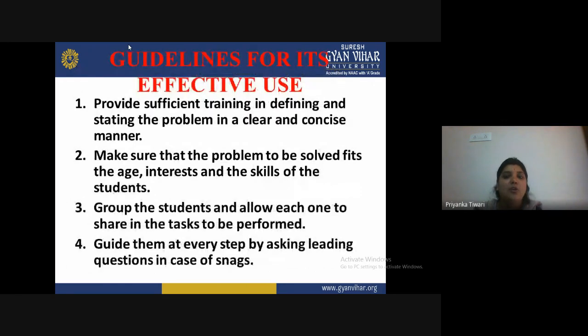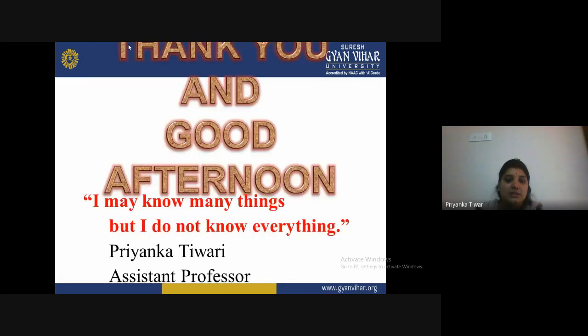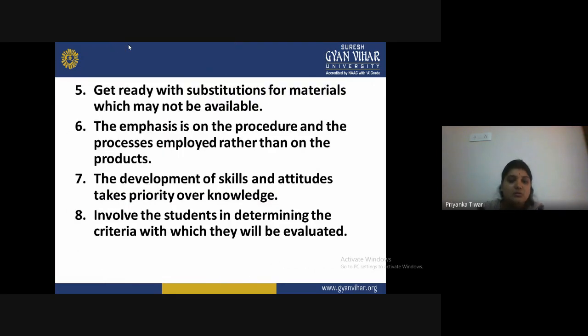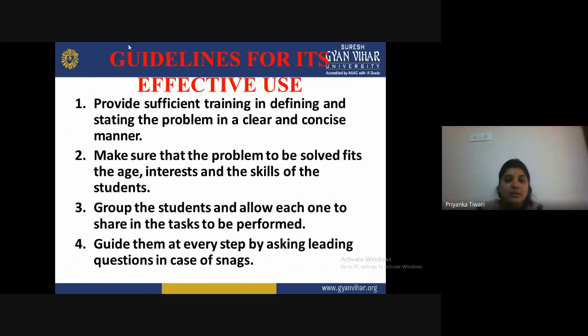So, guidelines for its effective use: provide sufficient training in defining and stating the problem in a clear and concise manner. Make sure that the problem to be solved fits the age, interest, and skills of the students. Group the students and allow each one to share in the tasks to be performed, and guide them at every step by asking leading questions in case of need.